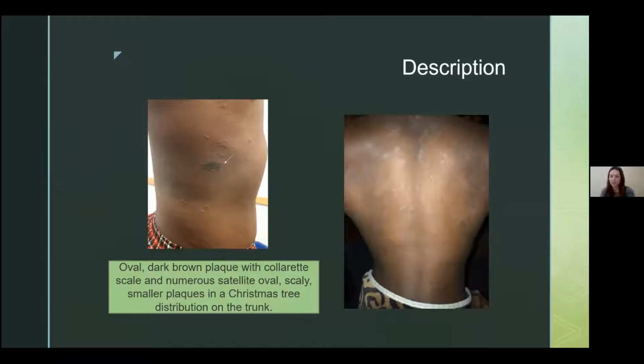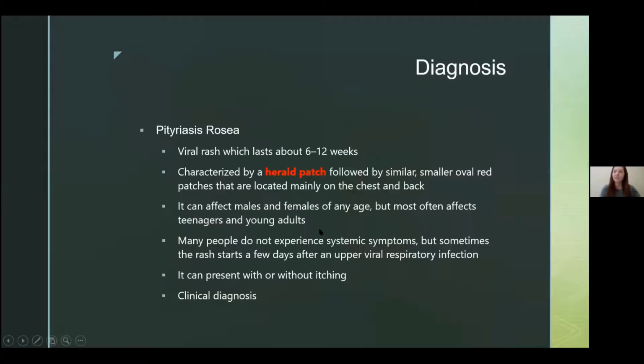So when we say Christmas tree pattern, it's because when you look at the back, you see the rash is going down like this in this type of pattern. There's a very specific Christmas tree pattern that you see in this condition. Okay, so this is pityriasis rosea. This is a viral rash that usually lasts 6 to 12 weeks.